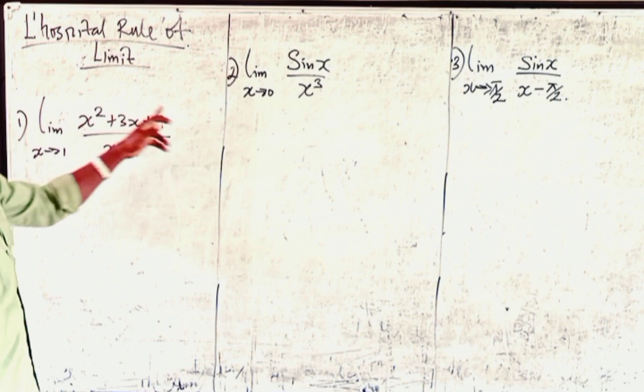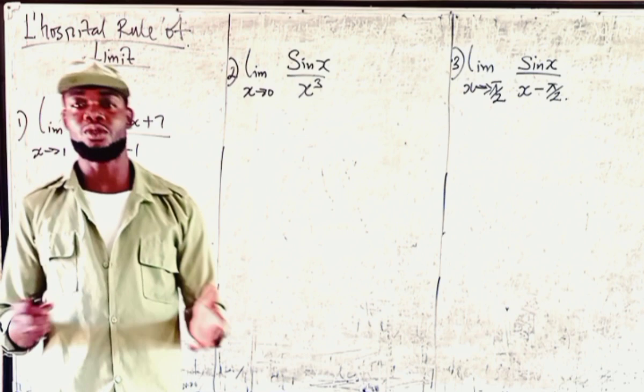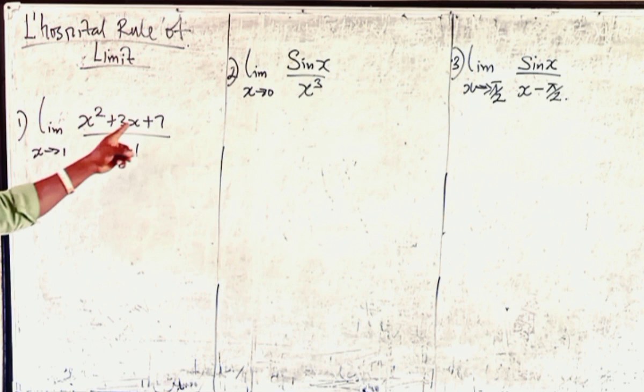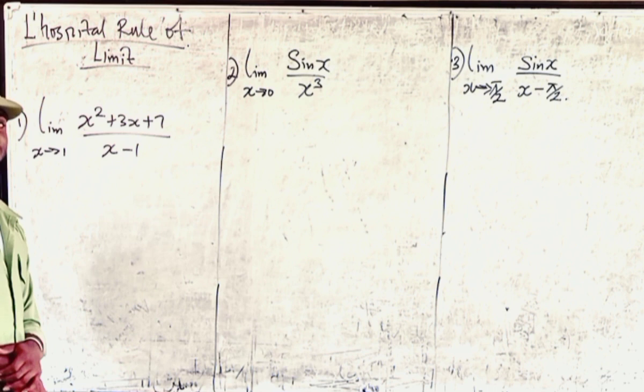You don't apply the quotient rule. No. You differentiate the upper side and differentiate the downside separately. What is the variable present? What is approaching it over here? This is the limit of x squared plus 3x plus 7 over x minus 1 as x approaches 1. That is the meaning of that. Our variable here is x. This is the variable present in this place.